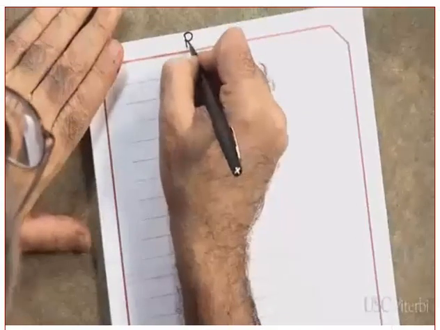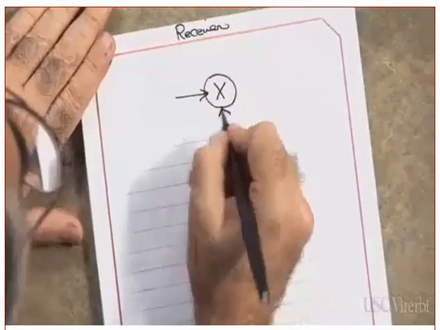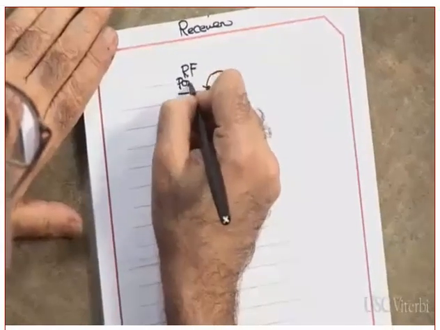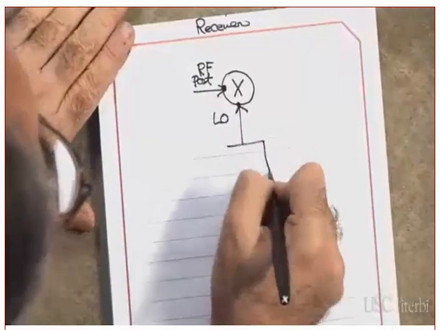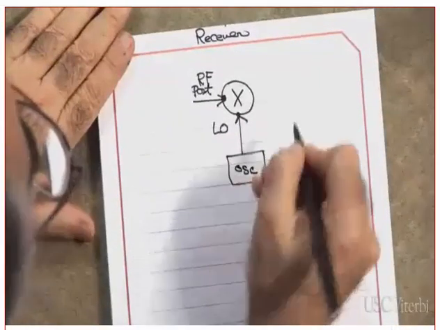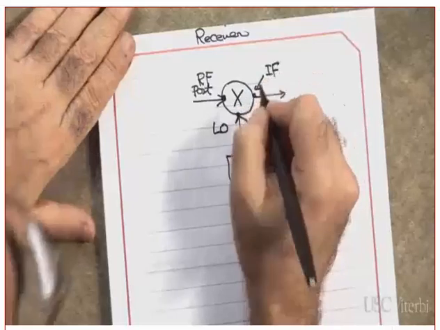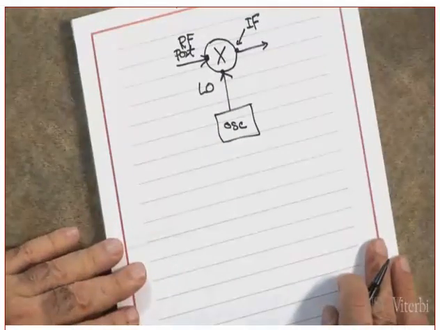Okay, let's look at the receiver. The transmitter is just the opposite. Let's look at the receiver. What is this port? This is called the RF port. What is this? This, the local oscillator. And what is this? IF port. Clear? 3 ports. Yes?